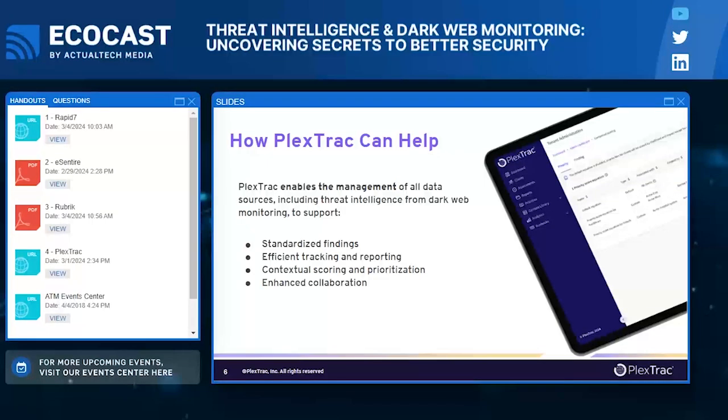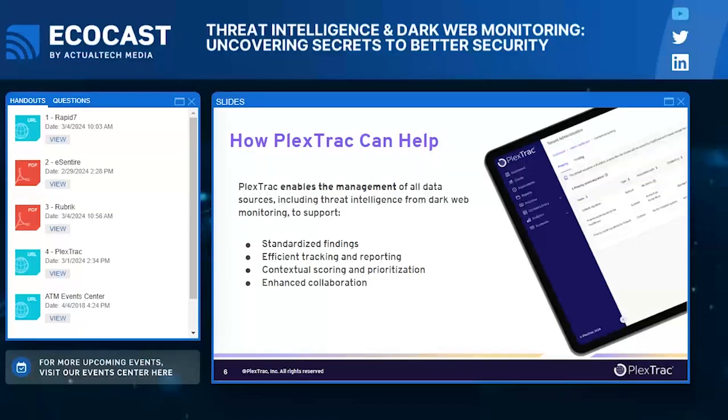And now I can communicate that to the wider people in my organization. And the final one is the enhanced collaboration. This is absolutely essential. I think this is massively overlooked. Plex Track has the ability to collaborate across teams. We have the ability to track findings, track changes.